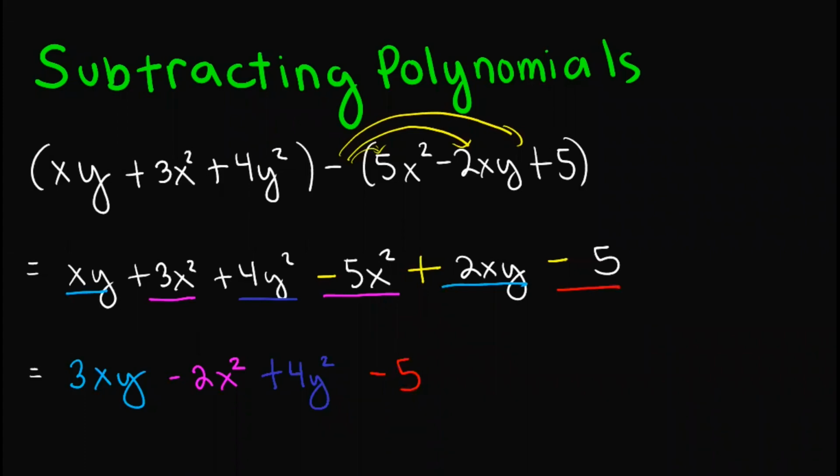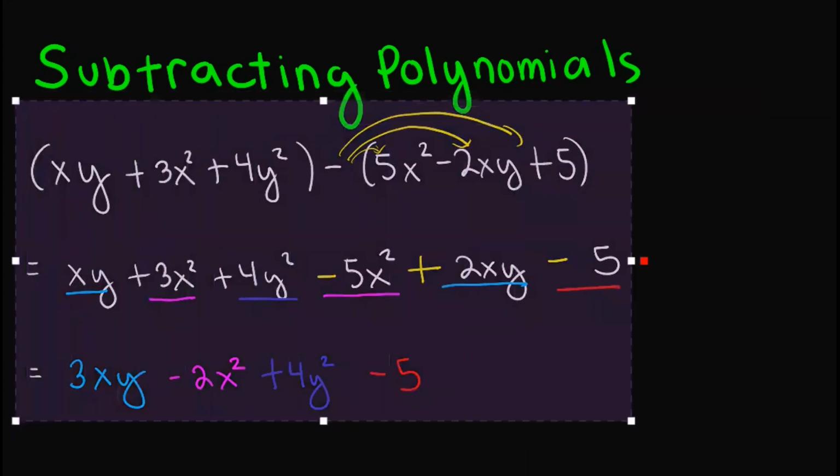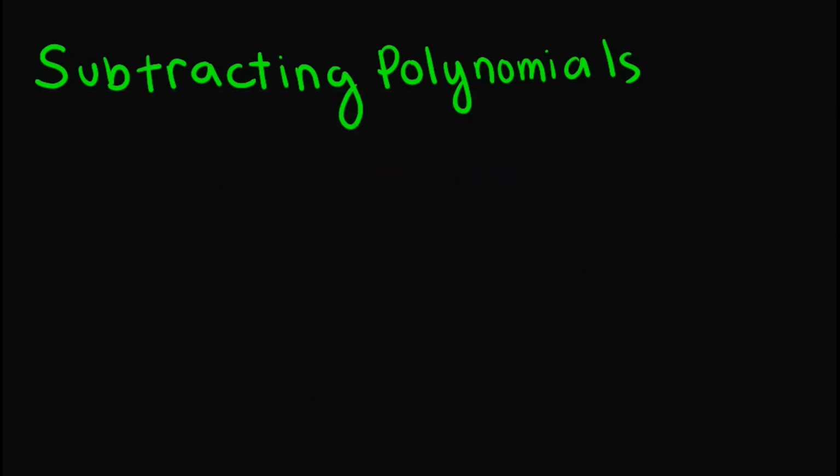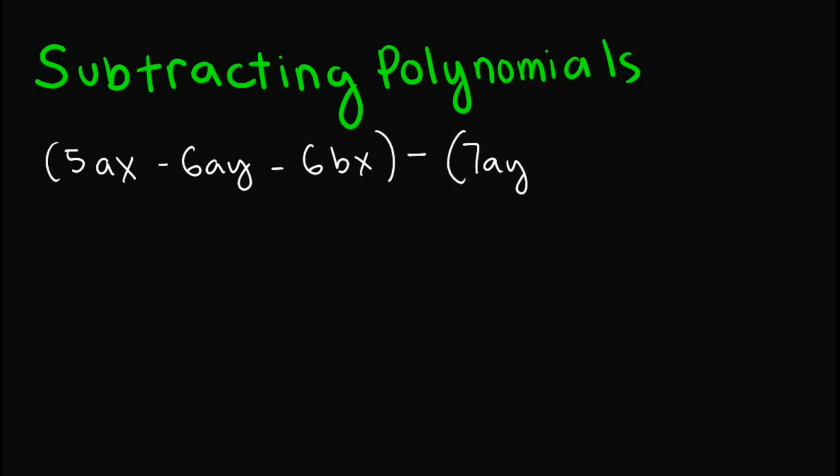So again, when there are no like terms, like for 4y squared and negative 5, we simply copy these terms to our final answer. Let's have our fourth example. If we have 5ax minus 6ay minus 6bx minus 7ay minus 7bx plus 10ax.